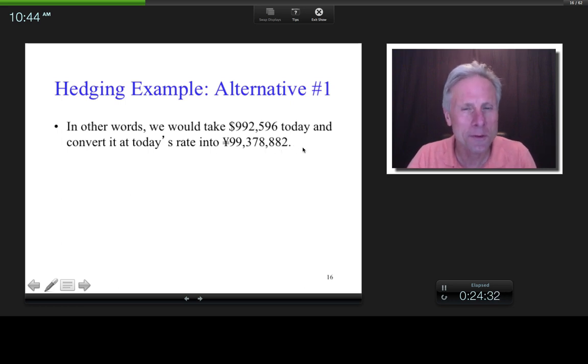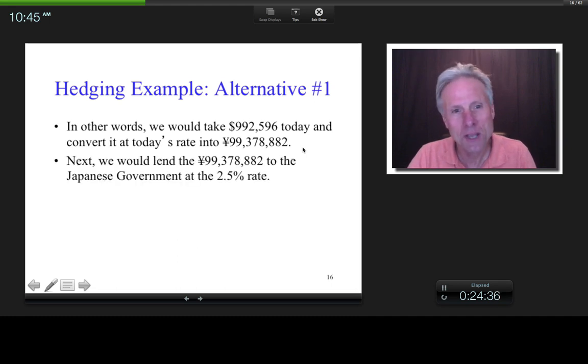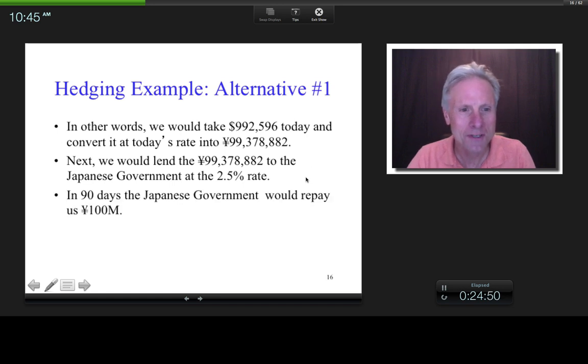And then what would we do with it next? We'd lend it to the Japanese government, right? Whose T-bill rate at the time is 2.5%. And then what would happen? Well, in 90 days, it's payday for us, right? They would owe us 100 million yen. So that's basically the transaction involved in alternative number one.